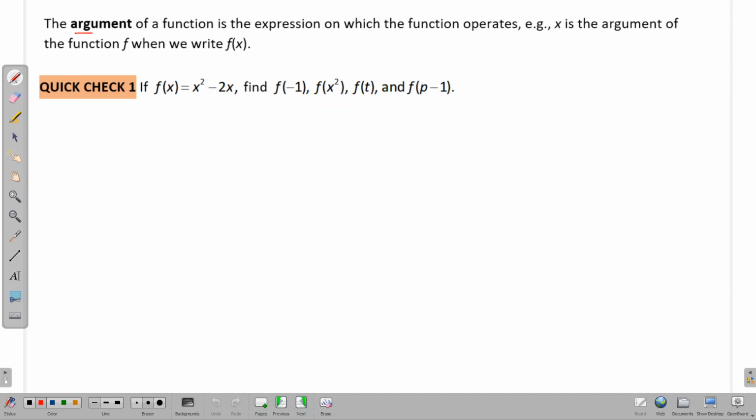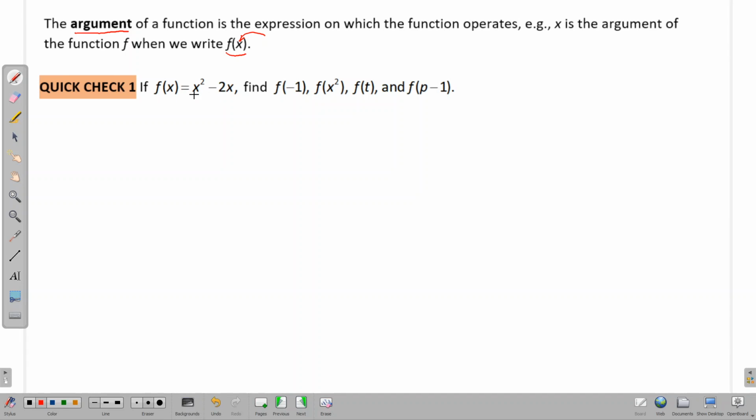You may also hear the term argument thrown around. So argument of a function is really just saying what is the function being evaluated on. So if you look at the function notation here, remember f is the name of the function and the input is right here. This is the argument. The argument is x. So let's do a quick review of function notation.